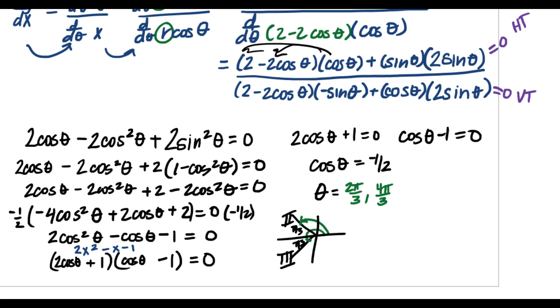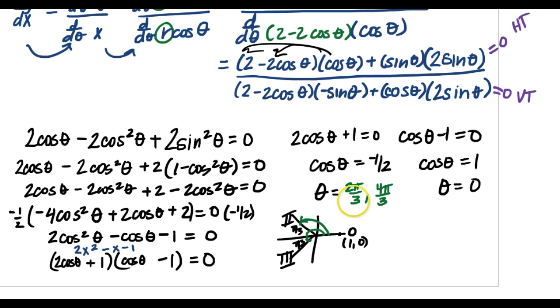And then solving this equation here, we have cosine theta equals 1. So when is the x value equal to positive 1? That happens only at 0. So this coordinate point is (1, 0). So the x value is 1 at an angle of 0 degrees or 0 radians.